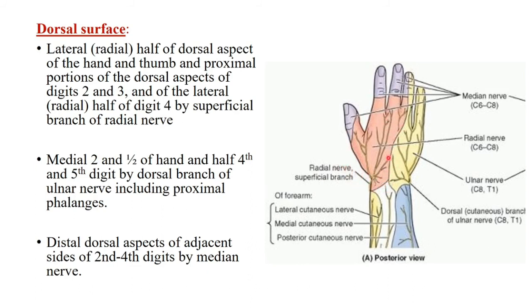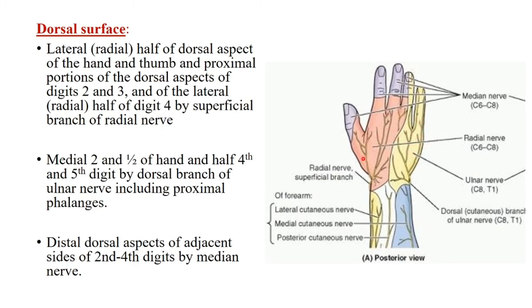I repeat, half. I am not saying 1/3 or 2/3. I am saying the dorsal aspect of the hand: the lateral half is supplied by the radial nerve, and the medial half is supplied by the ulnar nerve. So this is the hand.